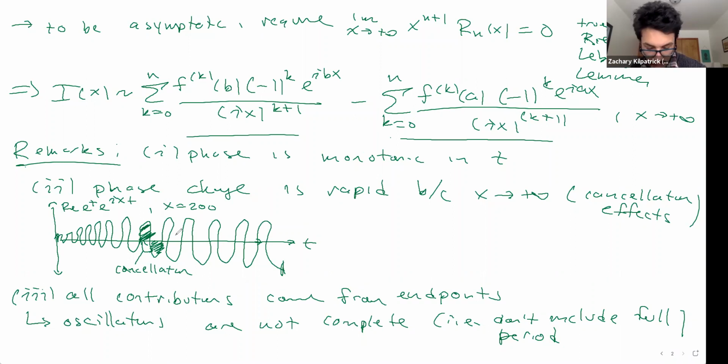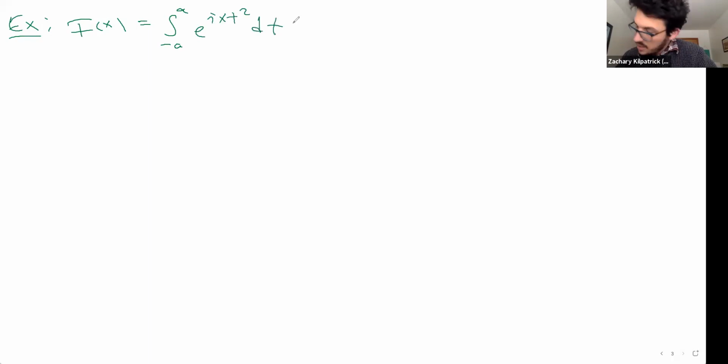Let's now look at kind of a next level up Fourier integral, where we have something beyond just a e to the i x t term there. What if we have a quadratic term there? Okay. Any questions before we move on from this? Yeah. So hopefully that gives you a sense of the mechanics of these Fourier integral approximations. Let's consider the following integral now. So let's say I have e to the i x t squared dt as x goes to positive infinity. Okay.